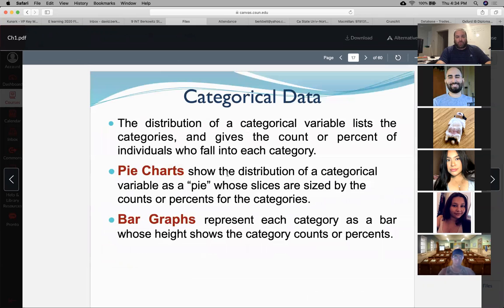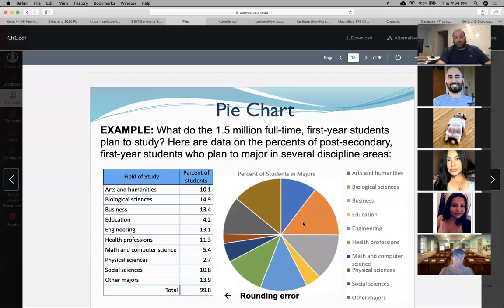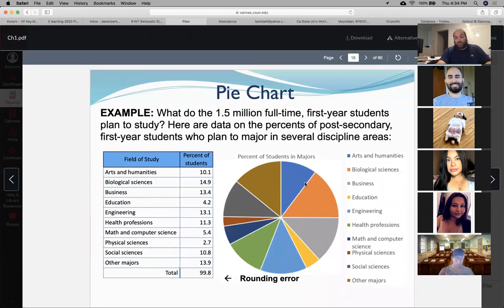So question. How do we describe categorical data? We did this last quiz as one of the questions. There's two ways of describing categorical data, either using a pie chart or a bar graph. So there's pictures here. A pie chart, you list all the different categories, and the area of each of the wedges is indicative of the percentage of the total area. Orange, biological, yeah, 14.9%, and so on.